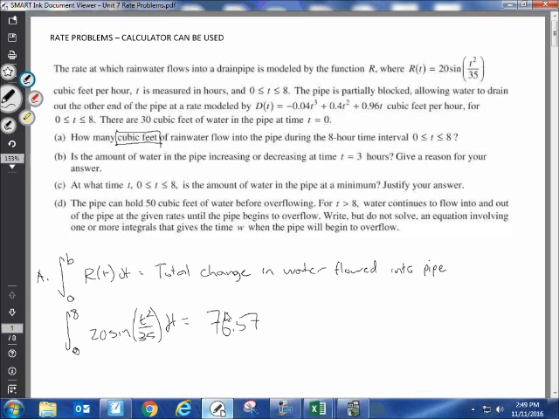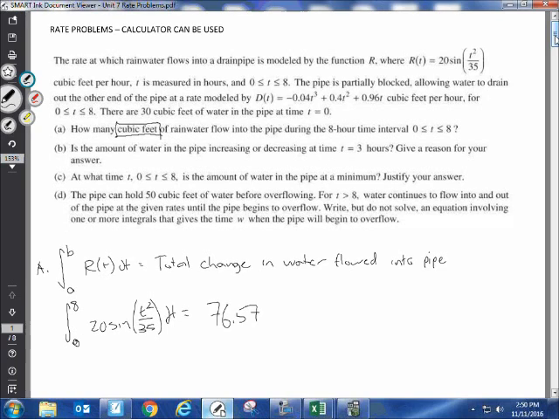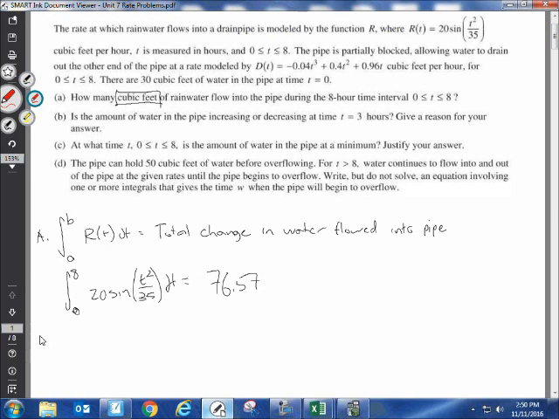Okay. B, is the amount of water in the pipe increasing or decreasing at time t equals 3? Give a reason for your answer. Go. Discuss with your neighbors what you should be doing. If you're struggling, all we need is increasing or decreasing, and at what rate you can find.